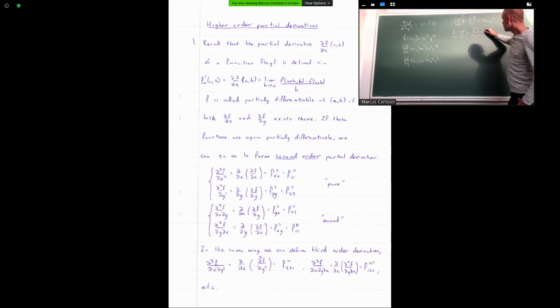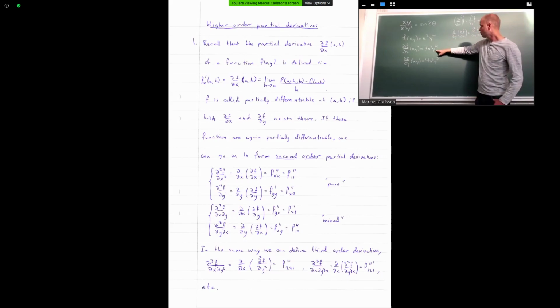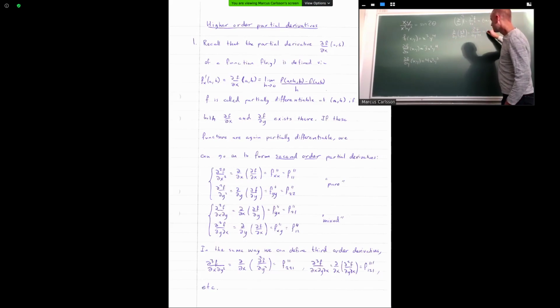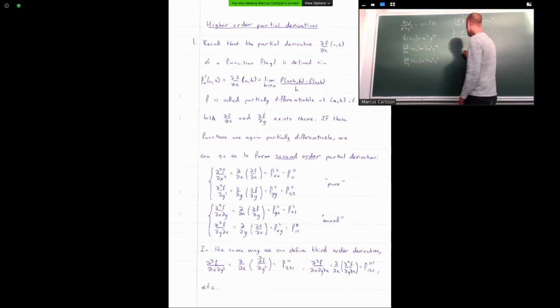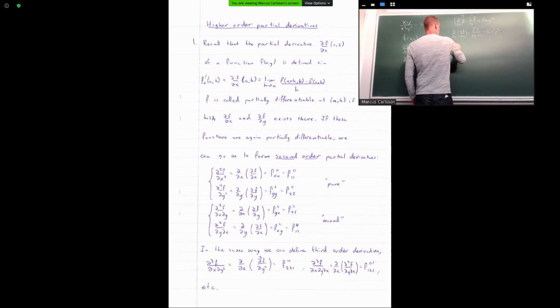So anyways, what is this derivative? Now I differentiate this thing here with respect to y. So I get 12 x squared y to the power of 3. Of course, okay, then let's complete the list.